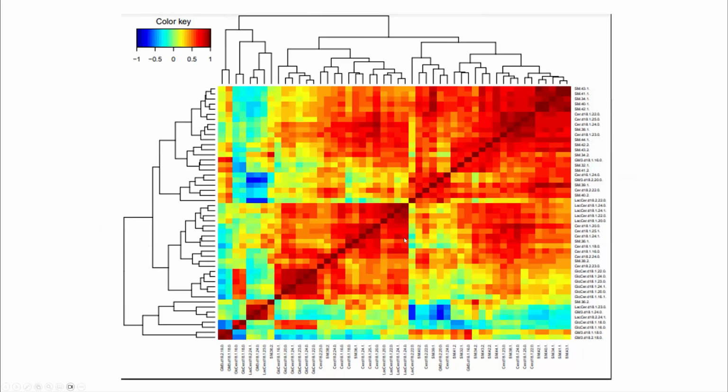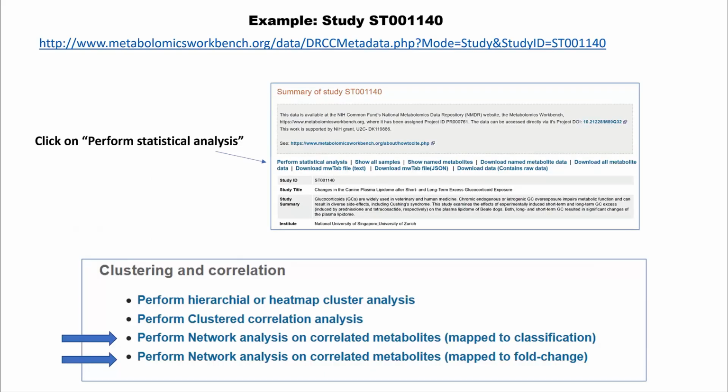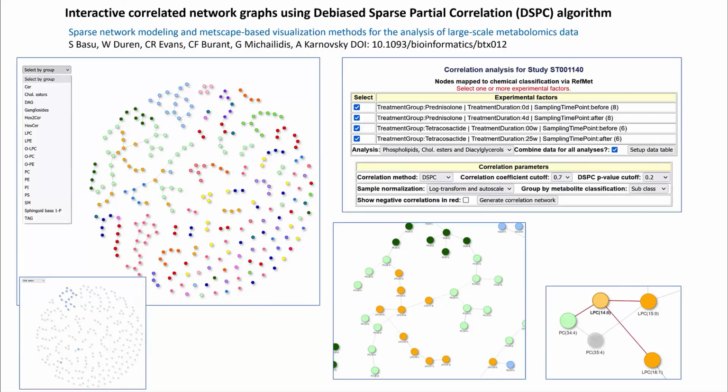So what this shows is a correlation heat map for that data set, which provides an idea which metabolite groups are more correlated to each other and so on, which we can further analyze. Another example is network analysis on correlated metabolites, corresponding to mapping it to classification and also mapping it to fold changes. Next slide, please. So this slide essentially shows a tool provided by a Michigan group.